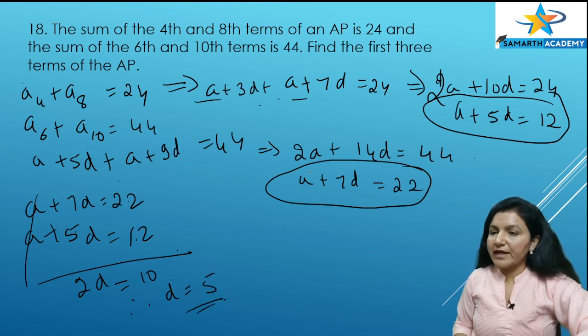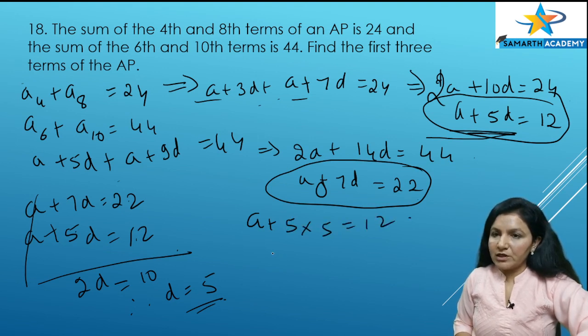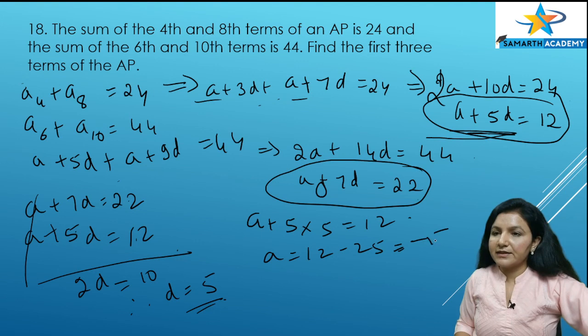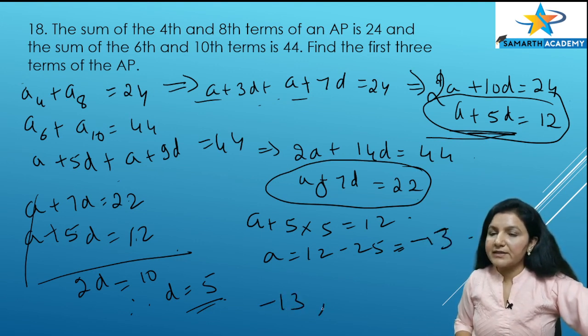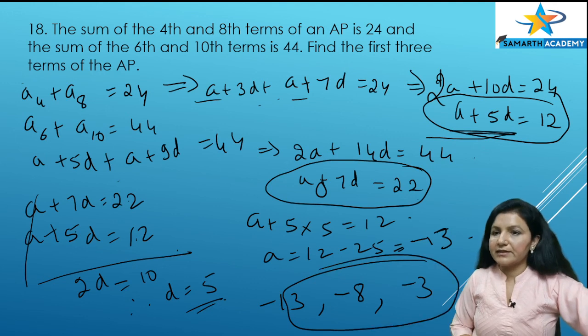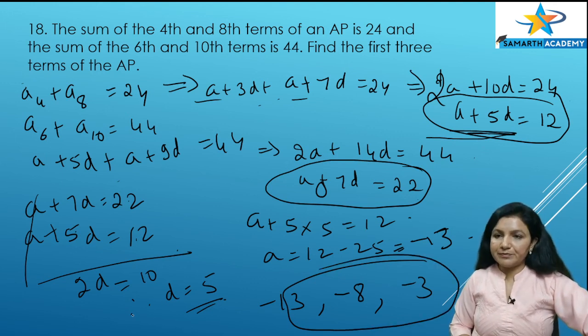Take any equation and substitute for D there. Let me take this one. A plus 5 into 5 is equal to 12. So A is equal to 12 minus 25, that is minus 13. So what are the first three terms of the AP? Minus 13. Minus 13 plus 5 will be minus 8. Minus 8 plus 5 will be minus 3. These are the terms of the AP.